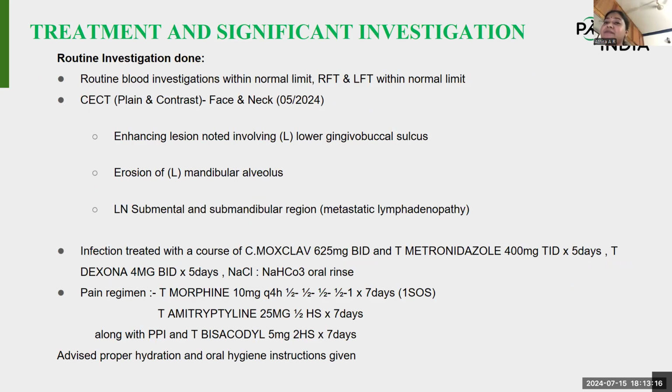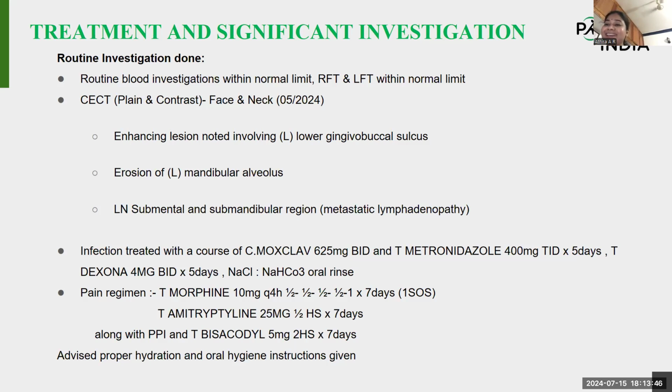So he was treated with a course of antibiotics, moxiclav and metronidazole, and was even given Dexona 4 mg BD as an anti-inflammatory agent. He was familiar with salt and baking soda rinse, so he continued that. Along with that, the pain regimen was altered to tab morphine 10 mg fourth hourly.